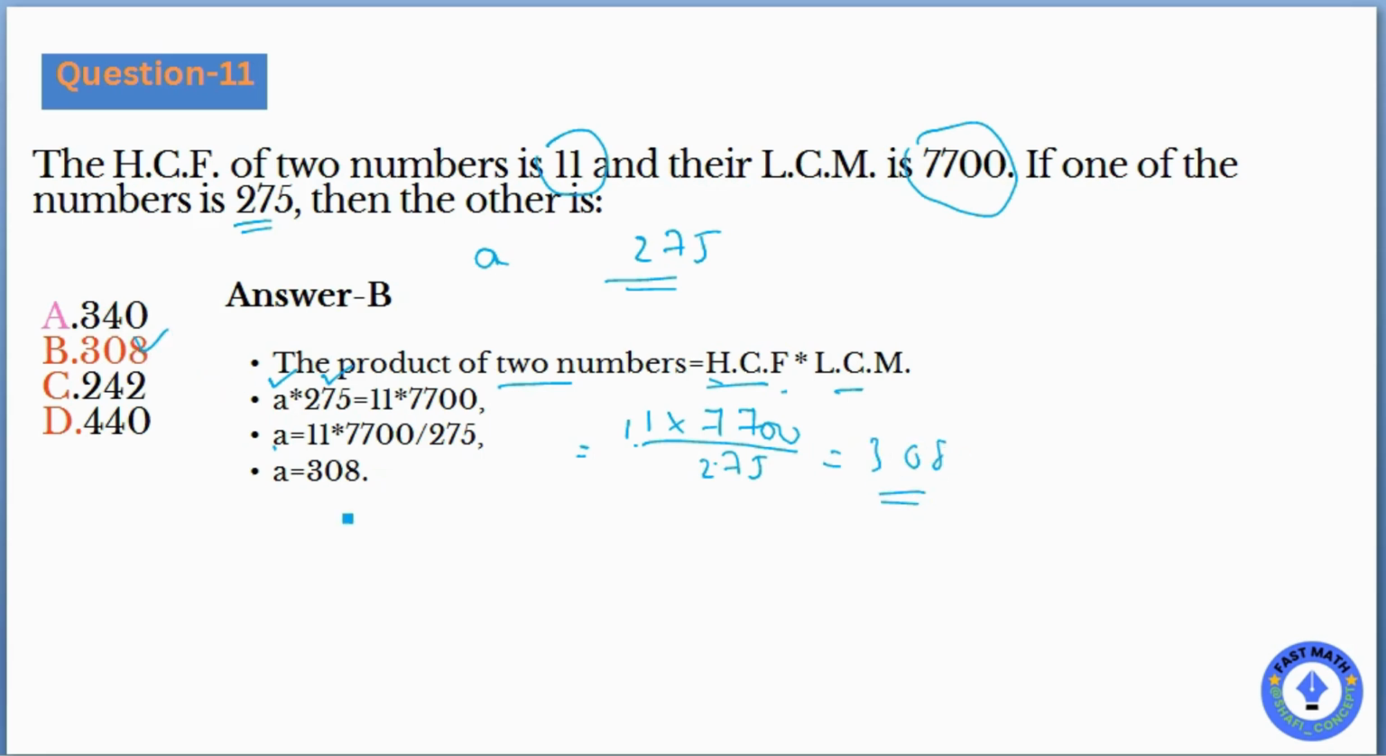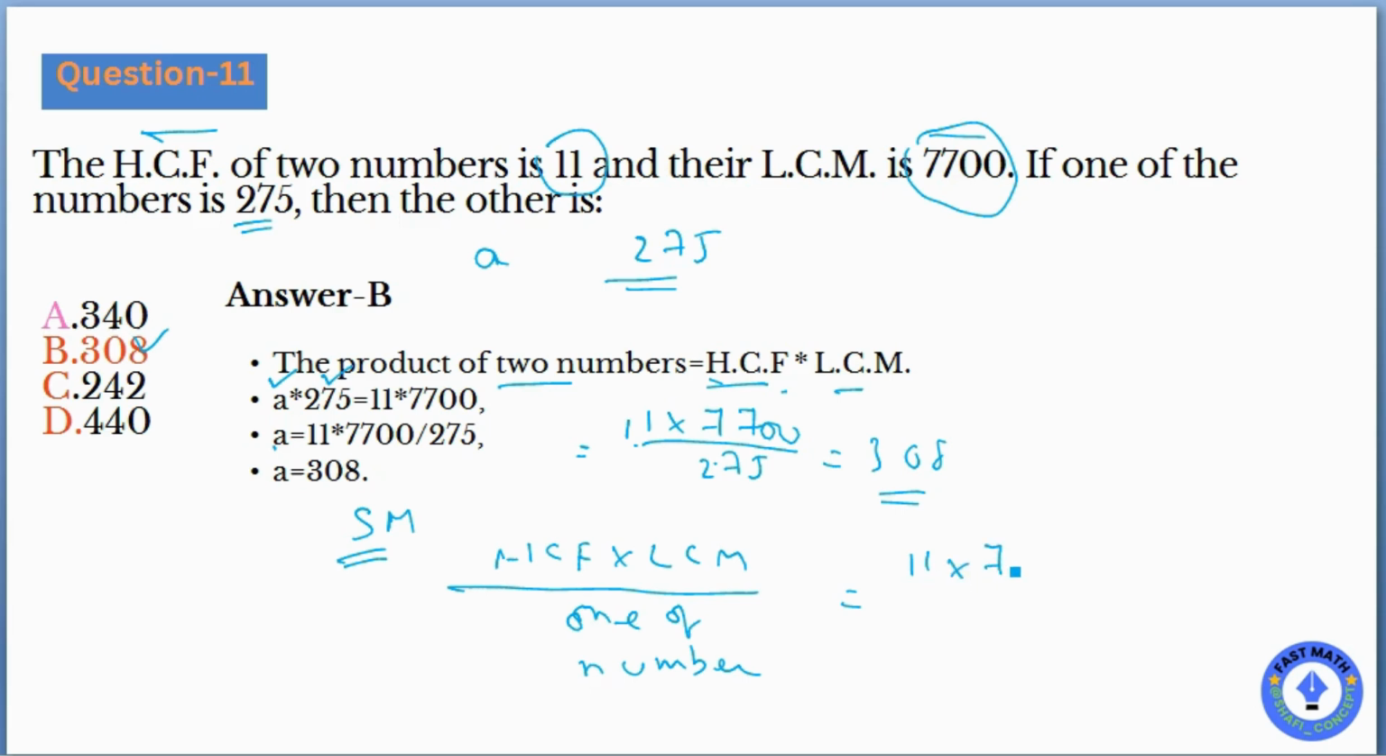This is the answer. Now we move to the shortest method. In such problems, you know the HCF and you know the LCM. Just multiply both of them, HCF into LCM, divided by the given number, one of the numbers. That is 11 into 7700 divided by 275, which gives 308 as the answer. This is the shortest way. Let's move to the next question.